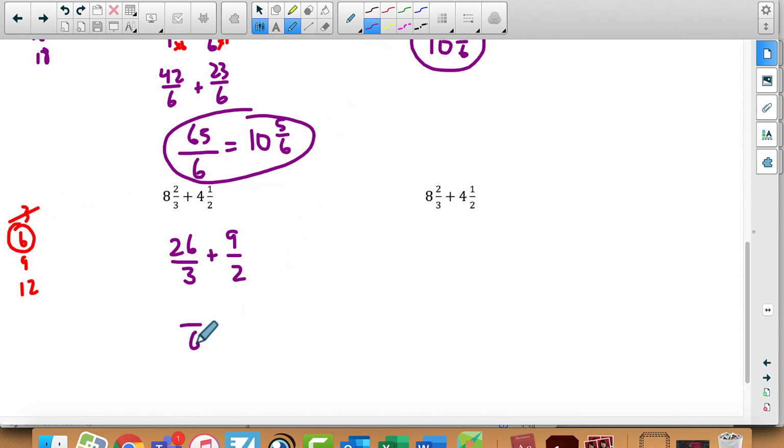So we want something over 6 plus something over 6. What do we multiply 3 by? We multiply by 2 to get 6. So you got to do the same to the top. What do we multiply 2 by to get 6? We multiply by 3 to do the same to the top.